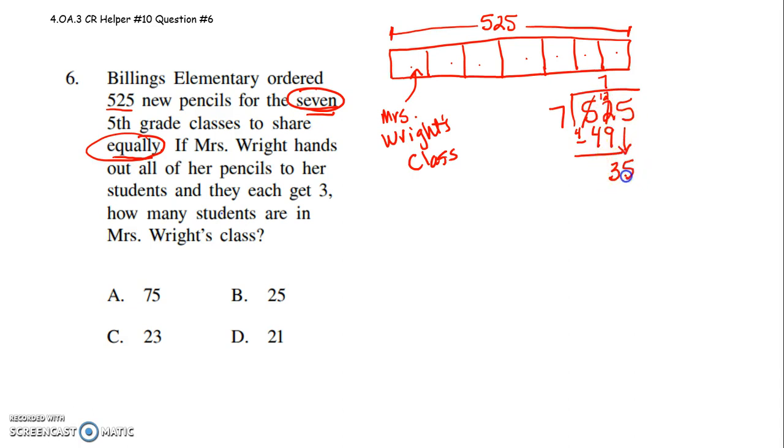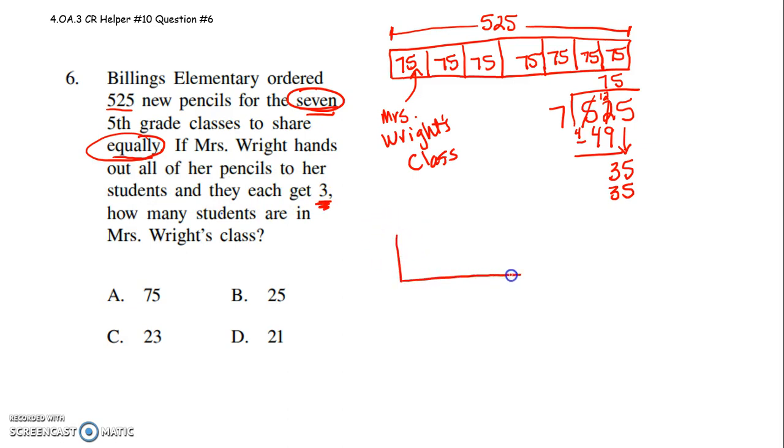Drag down that 5. 7 goes into 35 5 times. 5 times 7 is 35. So each individual class gets 75 pencils. So Mrs. Wright's class has 75 pencils to share. So if Mrs. Wright hands out all of her pencils, she's handing out all 75 to her students, and each student gets 3 pencils. How many students are in her class?